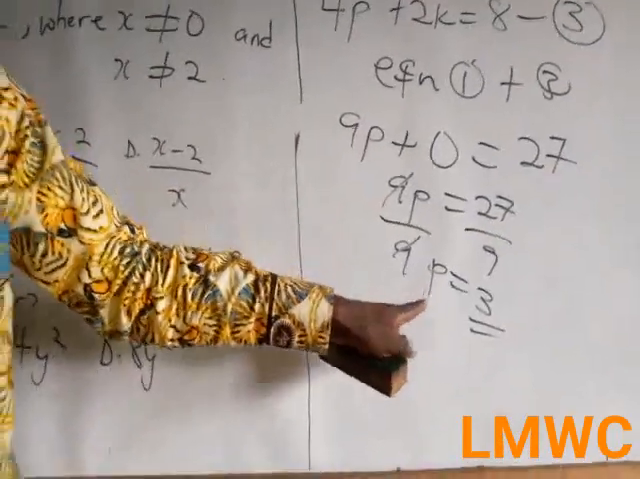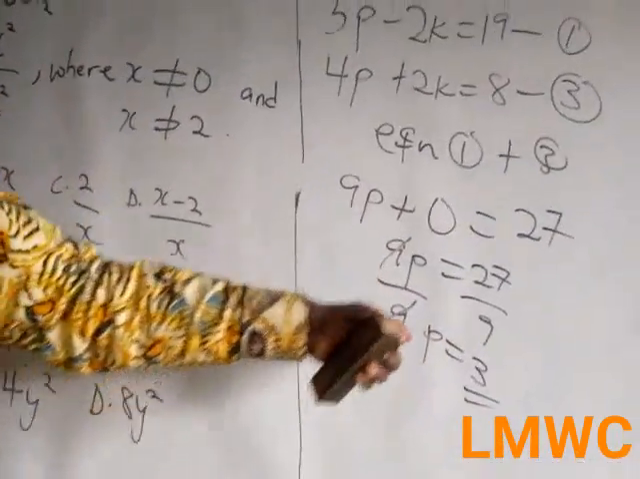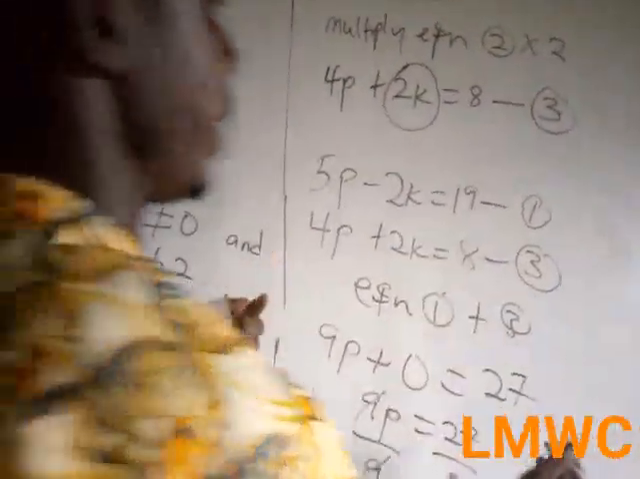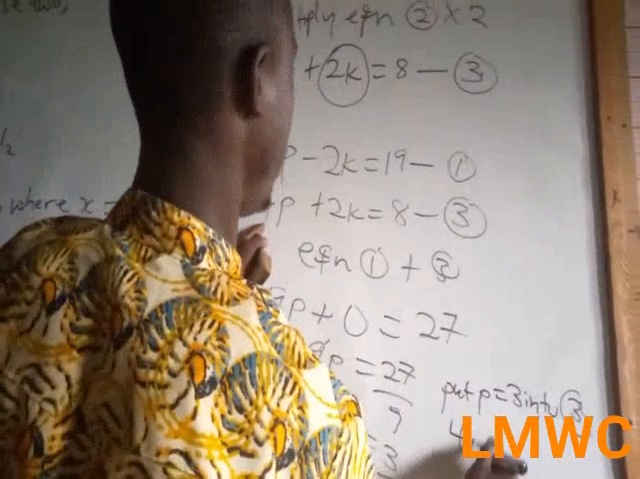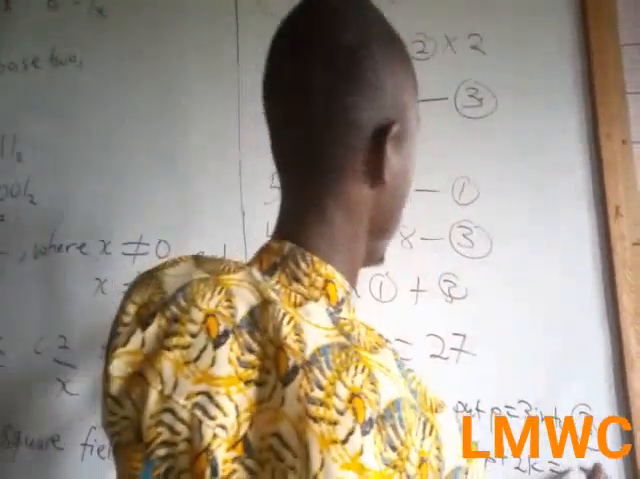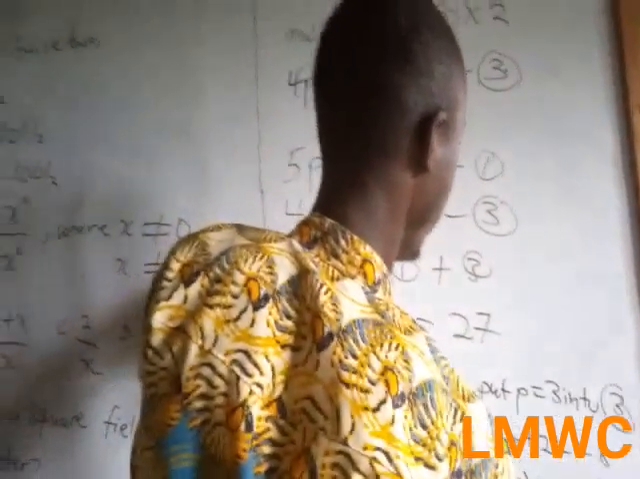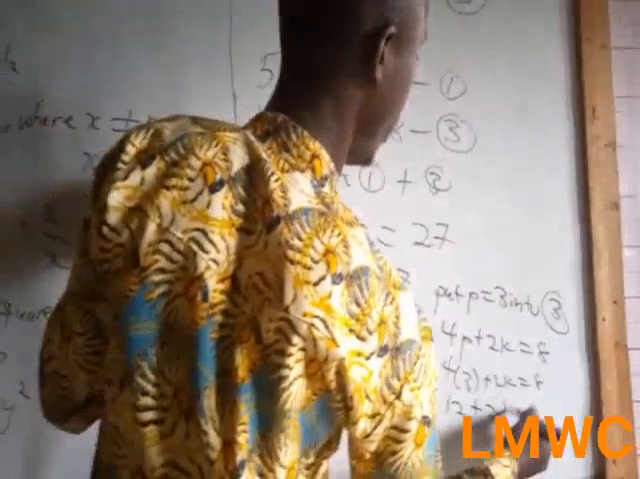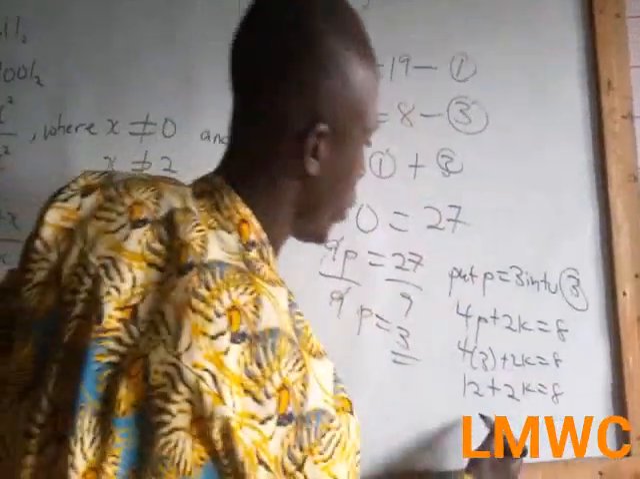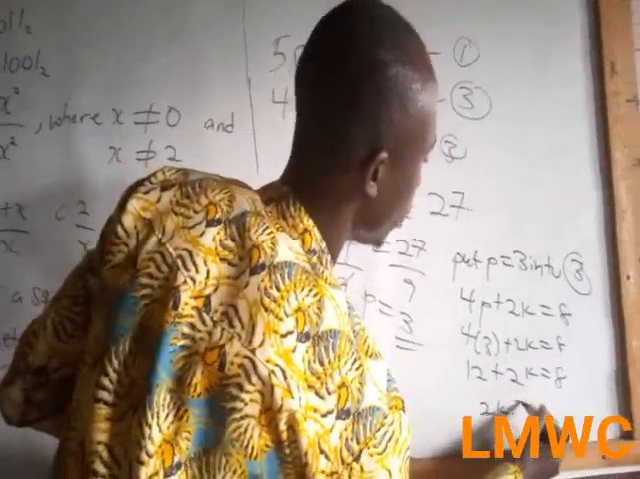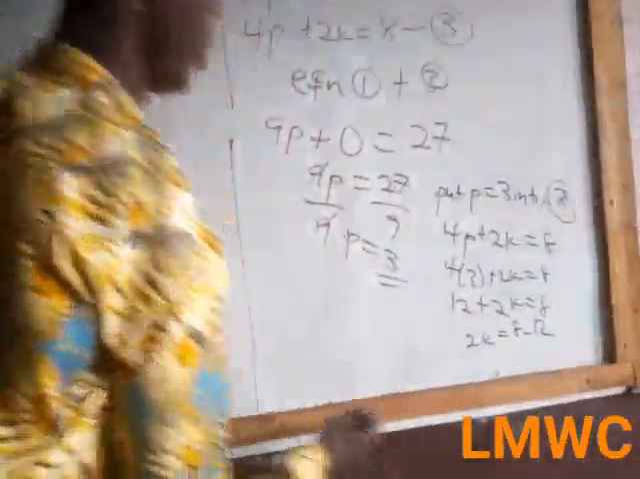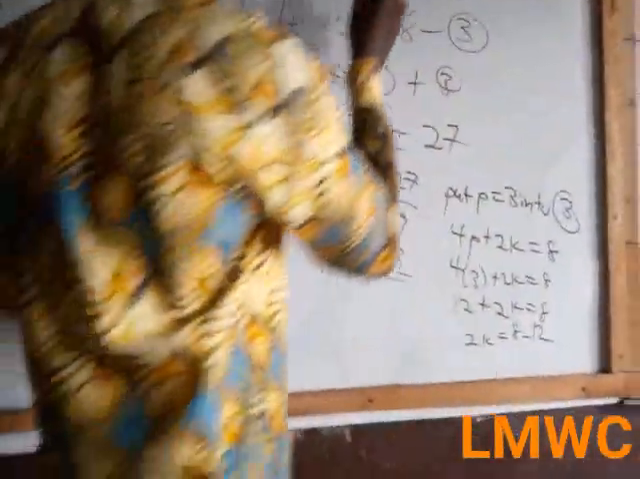Now that we know p is equal to 3, substitute p is equal to 3 in either equation 1 or 3. So now I'm putting it in equation 3. So put p is equal to 3 into equation 3. So we have 4p plus 2k is equal to 8. What is p? It's 3. So 12 plus 2k is equal to 8. We have 2k is equal to 8 minus 12. So let me continue from here.